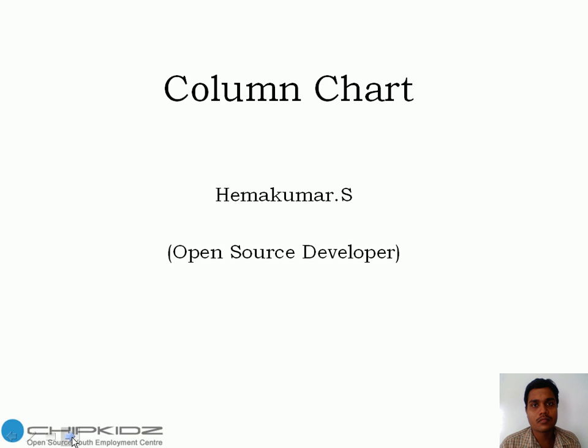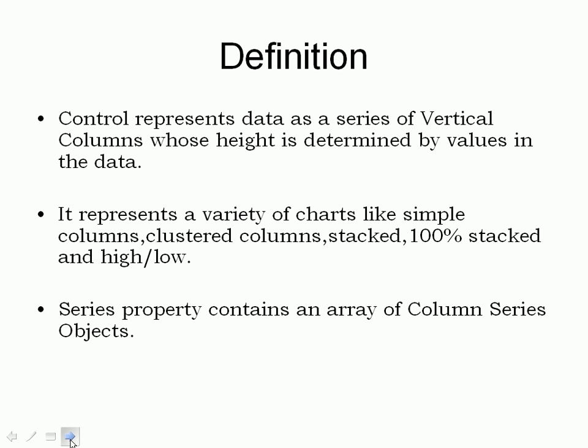Now I'm going to talk about the column chart, which always represents data as a series of vertical columns, where the height is determined by values in the data. It also represents a variety of charts like simple columns, clustered columns, stacked, 100% stacked, and high-low values, which is set by the property series. It contains an array of column series objects.